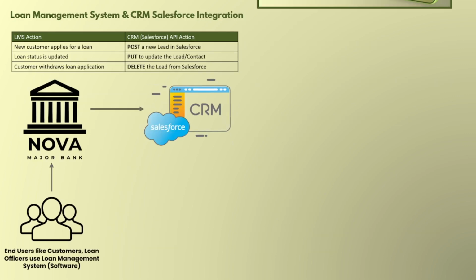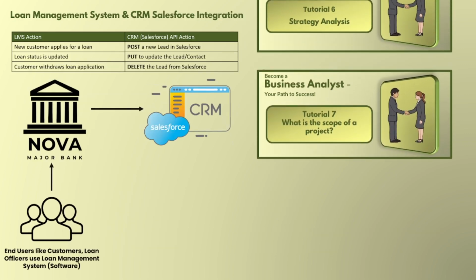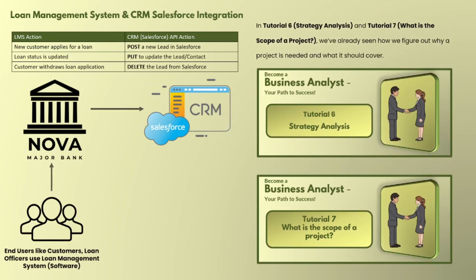Here we go. So, loan management system and customer relationship management, Salesforce integration. We have already seen a loan management system and a customer relationship management system, that is Salesforce. We have seen what they are doing with each other, their capabilities, and the reason they are connected. Now we will see how they are connected. We will go a little bit technical here, but it's not our job to know how they are connected. Still, knowing this will definitely give an edge in the organization.